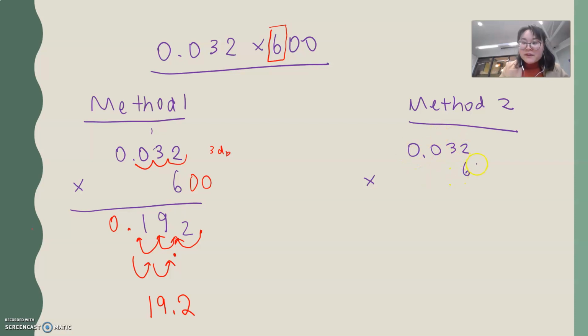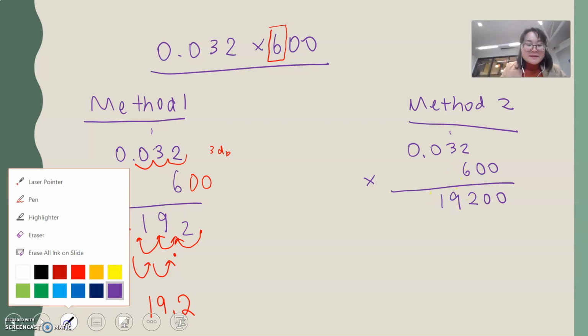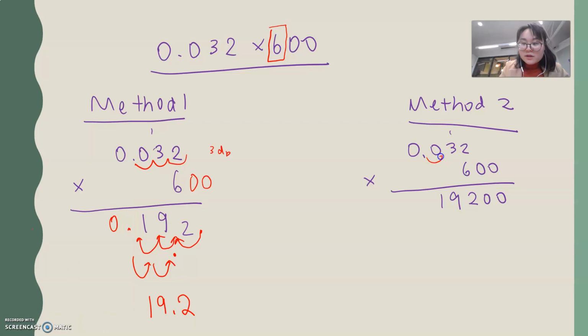Okay, if you wanted to set it out the way that I did it, the second method, that's method 1, but then you would add those 2 zeros in so you don't forget about them. Bring those 2 zeros down, do the multiplication, and then take into account the decimal place. So there's 1, 2, 3 decimal places there. So I'd go 1, 2, 3 to give me a final answer of 19.2.